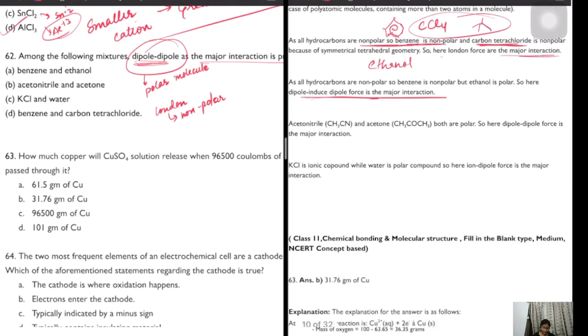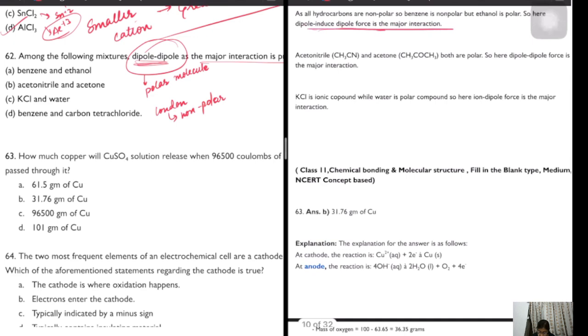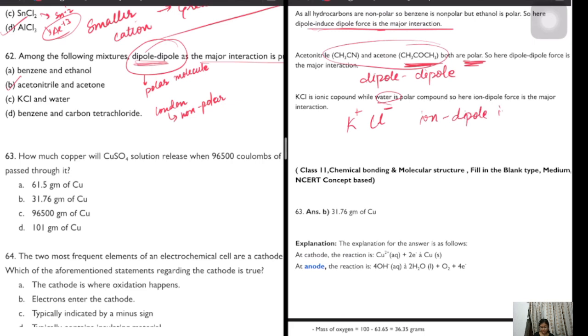I told you that. Option B says acetonitrile and acetone. What is acetonitrile? This is CH3CN, acetone is CH3COCH3. These both are polar. So they will have dipole-dipole interactions, which is our correct answer. Let's see what is said in option C, KCl. We all know this is an ionic compound, and water is a polar compound, so it would be ion-dipole interaction.